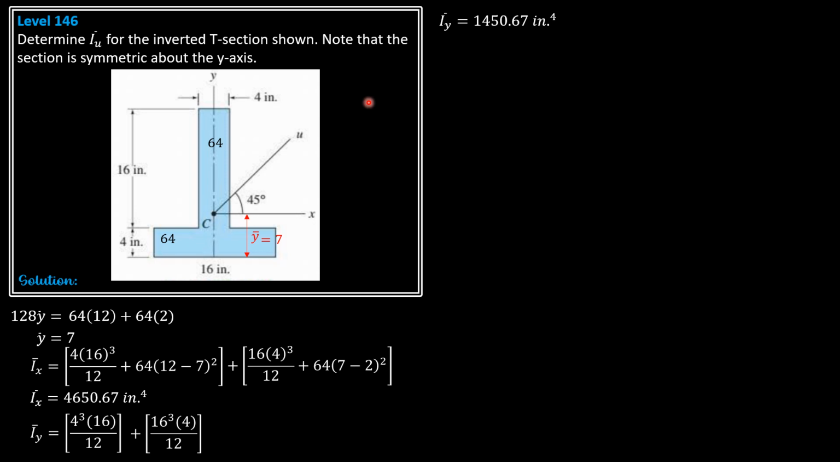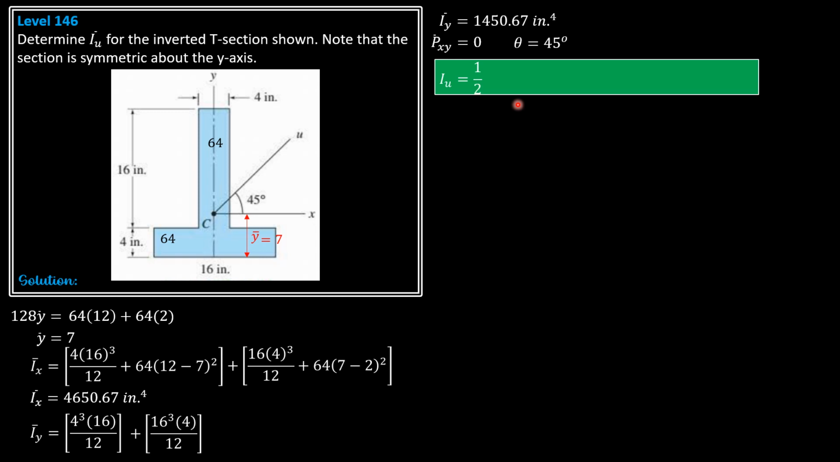The formula for Īu is equal to 1/2 the quantity Īx plus Īy plus 1/2 the quantity Īx minus Īy times cosine 2θ minus P̄xy sine 2θ. The product of inertia is 0, by the way, because it has an axis of symmetry. Theta is positive 45 degrees. So we just replace these by centroidal values, so barred everything. P̄xy is 0. Then Ix and Iy are the centroidal moments of inertia.